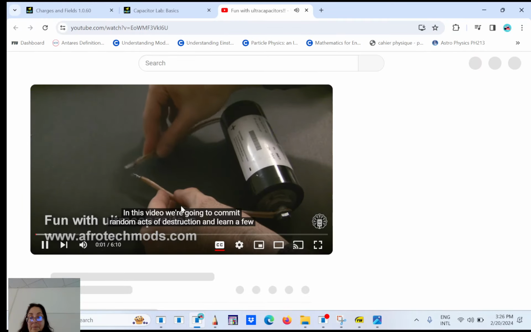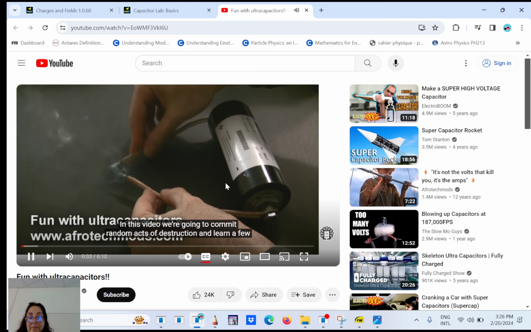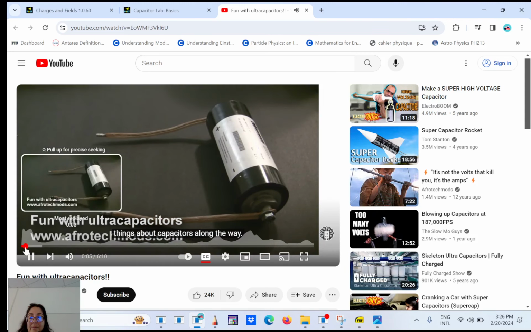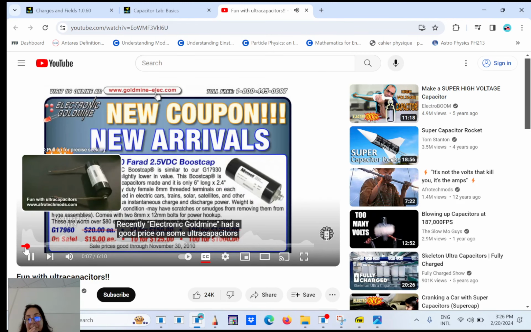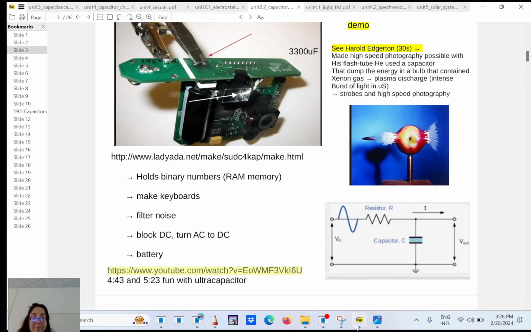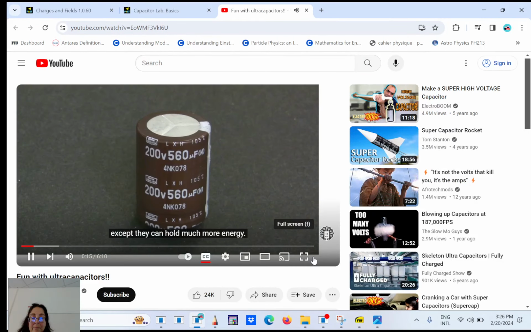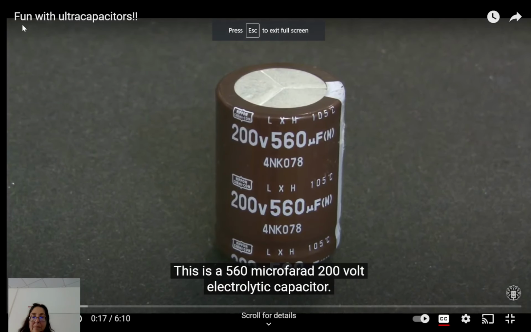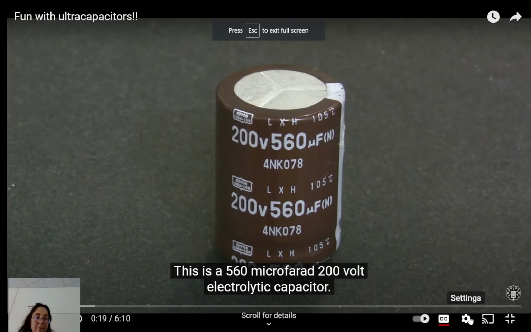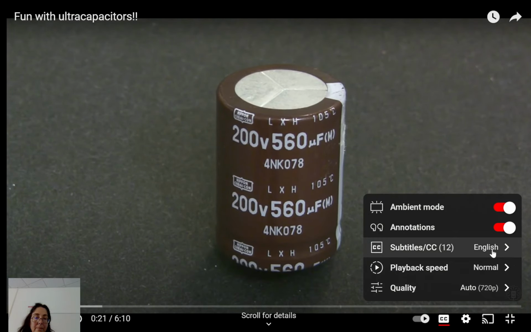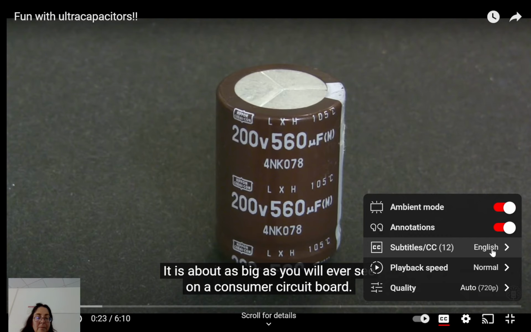In this video, we're going to commit random acts of destruction and learn a few things about capacitors along the way. So recently, Electronic Goldmine had a great deal on some ultracapacitors, and I bought a whole bunch of them. Ultracapacitors are like regular capacitors, except they can hold much more energy. Here's an example. This is a 560 microfarad 200 volt electrolytic capacitor, and it's about as big as you'll ever see on a consumer circuit board.